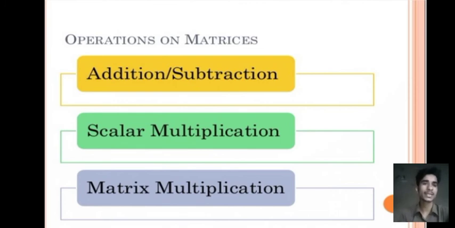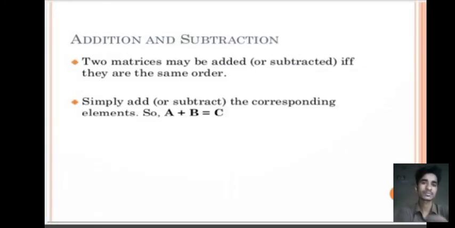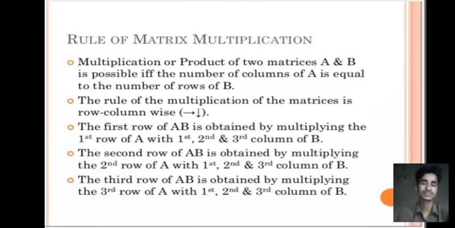Operations on matrices: addition, subtraction, scalar multiplication, matrix multiplication. Addition and subtraction. Two matrices may be added or subtracted if they are of the same order. Simply add or subtract the corresponding elements, so A plus B equals C.